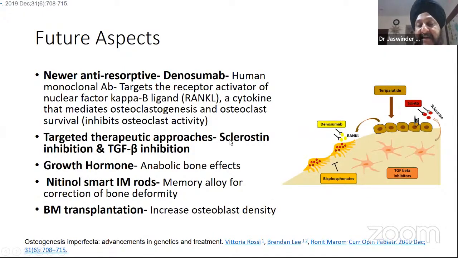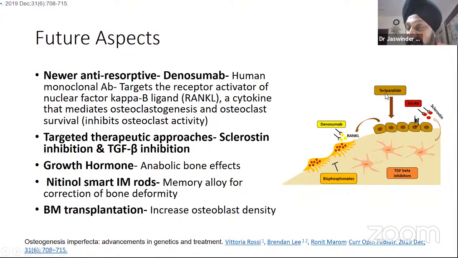So this slide again, you have to know some names. What are the future aspects of the disease? This diagram is very important, and if you try to understand it, it will become very simple. Those are the osteoblasts. That is the osteoclast, and that is a bone structure. And finally, those are the osteocytes, which are the cells incorporated into the bone matrix.